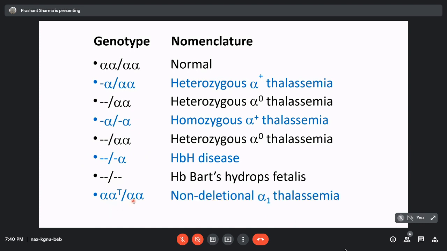Right. So this one is non-deletional alpha thalassemia. Classically, we write this as alpha. The first gene is alpha 2, and the second one is alpha 1. So in this case, it's the alpha 1 allele which is affected by the thalassemic mutation. So this becomes non-deletional alpha 1 thalassemia.